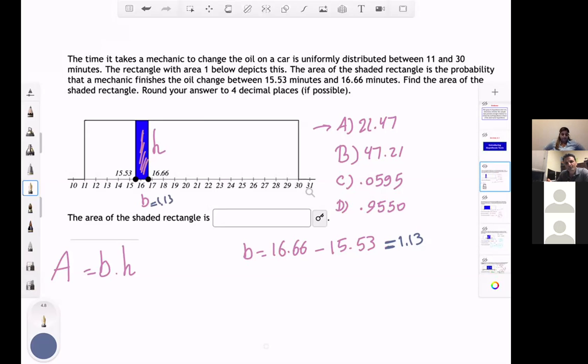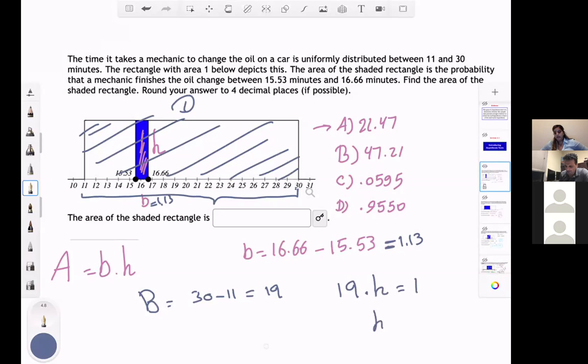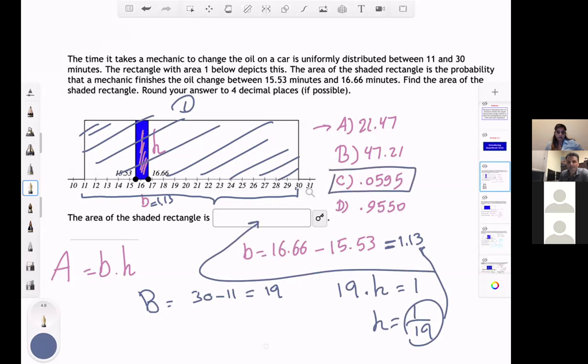Now let's look for the height. The area here, everything is 1. Good. That means this biggest base, which is 30 minus 11, is 19, correct? So that's the big base. So 19 multiplied by height gives me 1. So h is going to be 1 over 19, multiplied by this. You put it here. I pick C.